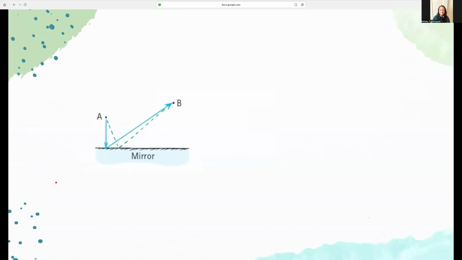It could be like this, going straight from A to the mirror, but then that leaves a longer path from the mirror to point B, right? So if it instead went at some sort of angle, that's a shorter path for point B, but if it goes straight down, it's a longer path. The best option is actually a straight line between A and a point called B prime, which is an equal distance behind the mirror to our regular point B.